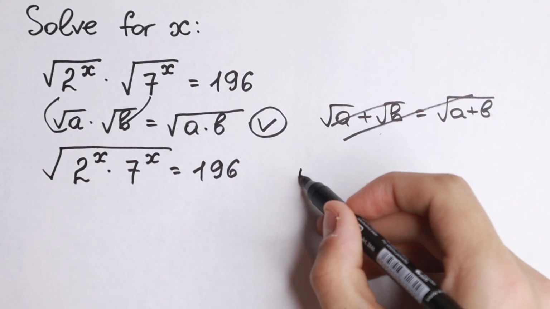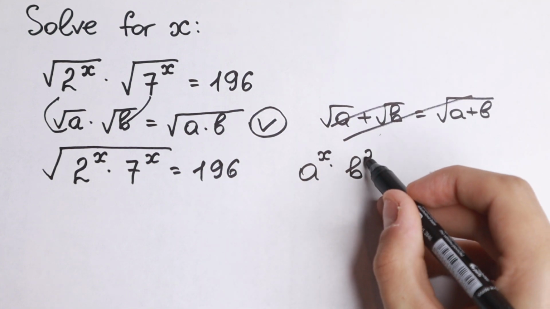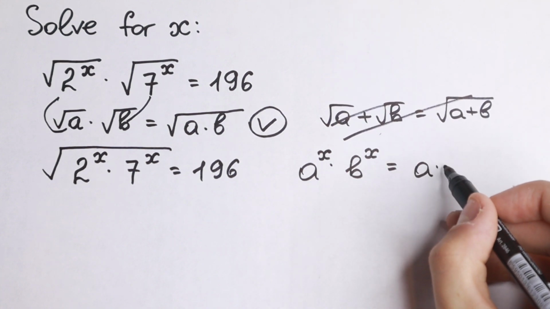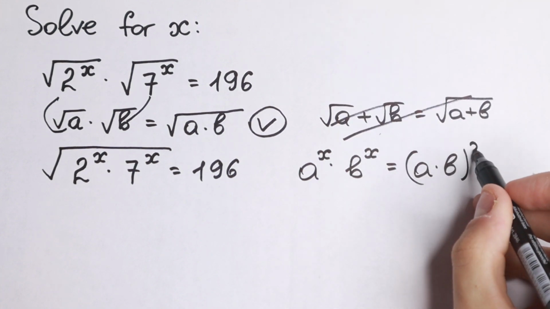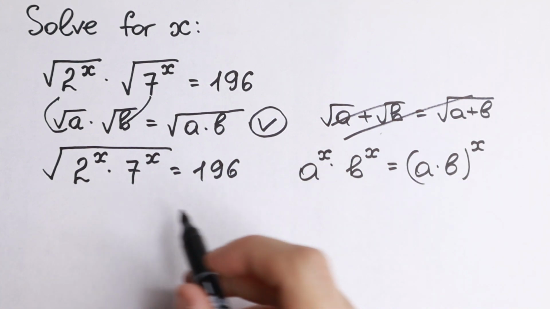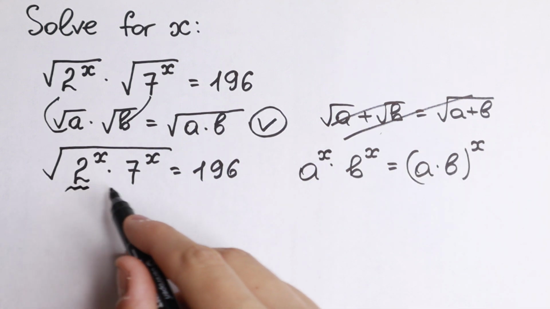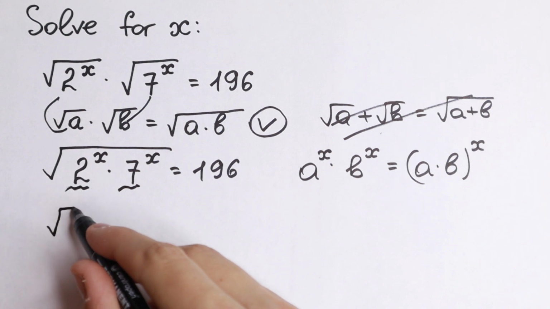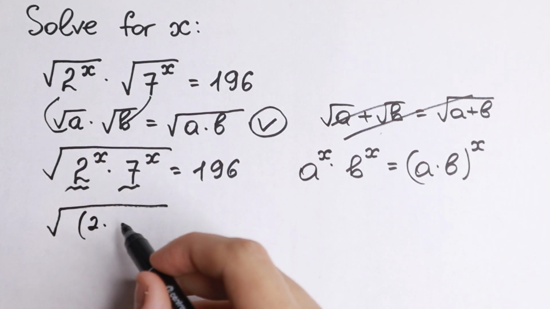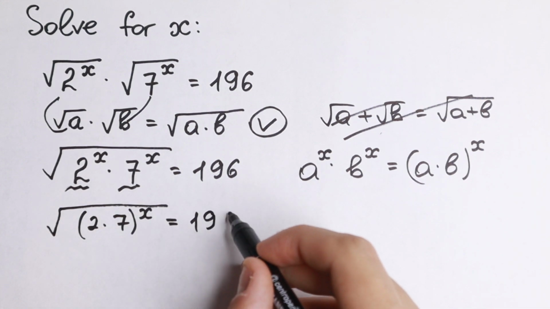If we have some number a to the power x and we multiply by the number b raised to the same power x, it will be equal to a times b to the power x. So we just multiply them by each other, so we will have a times b and all raised to the power x. Take a look right here, we have this situation, 2 and 7, so we will have square root, and right here we use our rule. So 2 times 7 all raised to the power x equal to 196.